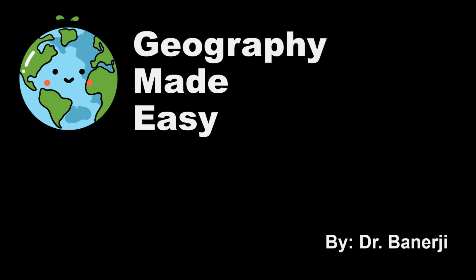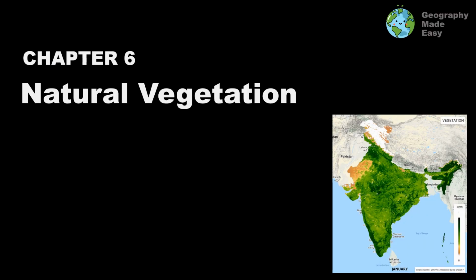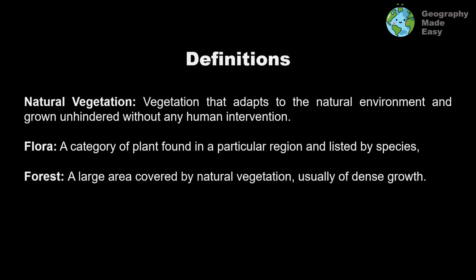In this episode, we will be trying to again make difficult geographical concepts easy. In this chapter, we will be looking at the natural vegetation of India. The first question that comes to our mind when we are studying this chapter is, what is natural vegetation?